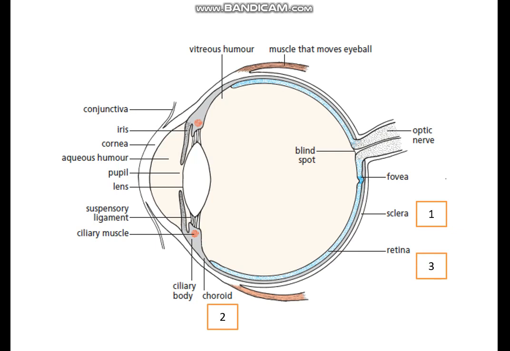So it contains rod cells and cone cells. I'm sure you're familiar with the rod and cone cells. The cone cells are responsible for producing colored images, while the rod cells are sensitive to light. The rod and cone cells are present in this layer, the retina.